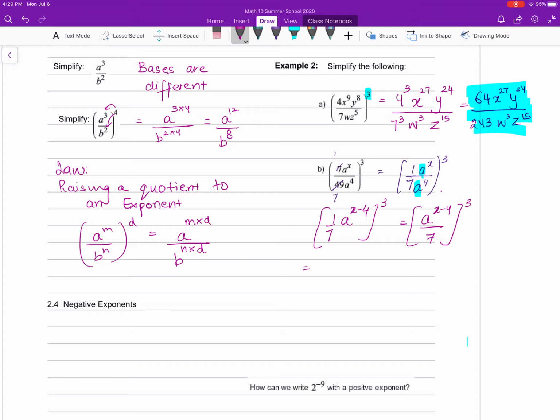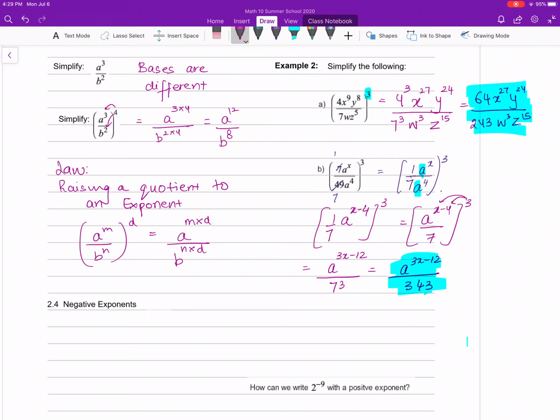Now we can distribute the exponents. Now this 3 will be multiplied with 4 also and x also. A to the 3x minus 12 over 7 cubed, which is a to the 3x minus 12 over 343. So that gives us the solution for this expression.